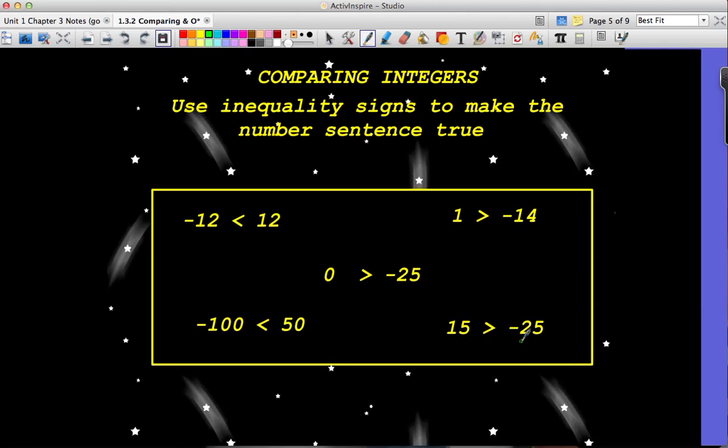So this is almost secondary when it comes to comparing if you have this negative sign. So if you have the negative sign, you really need to focus on, okay, if this is positive and this is negative, no matter what, this has to be the larger number, because this tells me I have $15 in my pocket, whereas this tells me that I owe the bank $25.